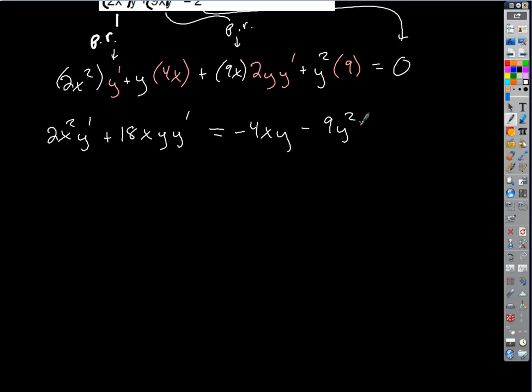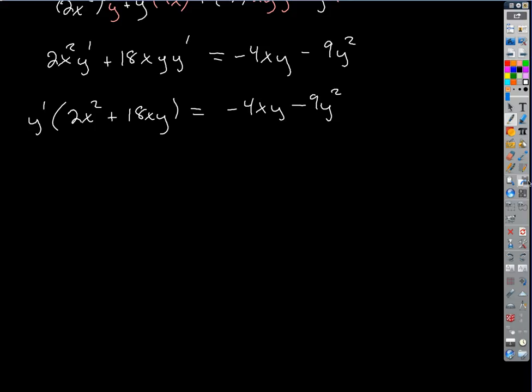Now what? Factor out the y prime, good. And we're left with what? x squared plus, there's this stuff. And then finally, just divide each side through by whatever the leftover factor is after I factor out the y prime. So we get y prime equals this. That's it.